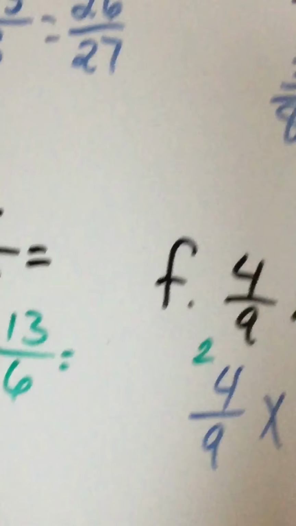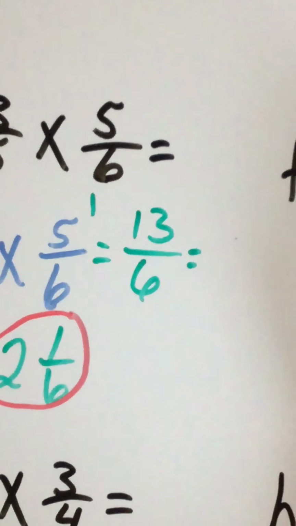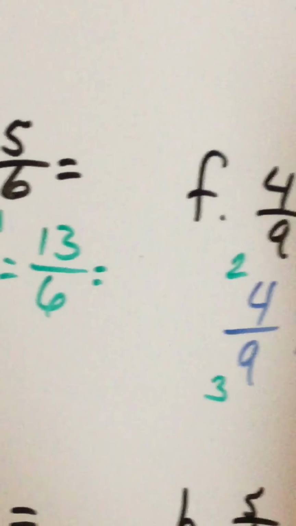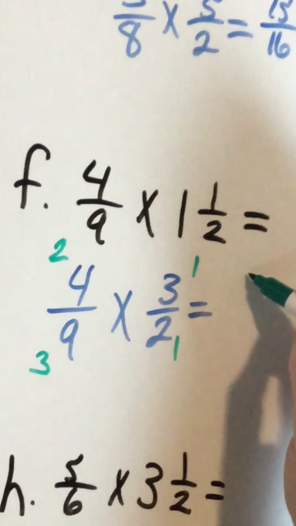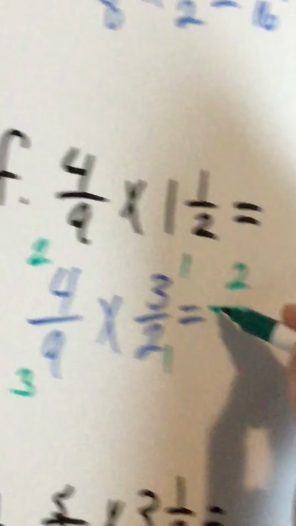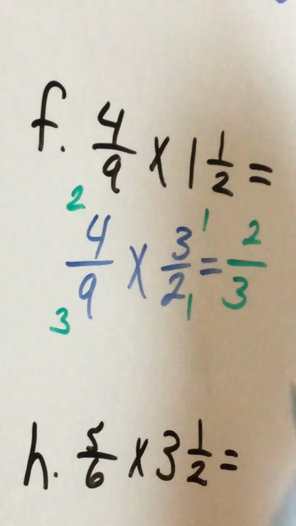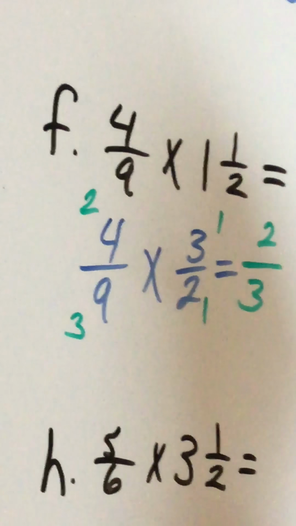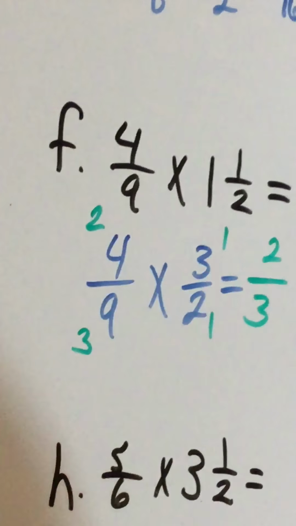And then our 9 and our 3 can be fixed. 9 divided by 3 is 3. 3 divided by 3 is 1. Multiply across. 2 times 1 is 2. 3 times 1 is 3. And that's your answer. Okay, next one.